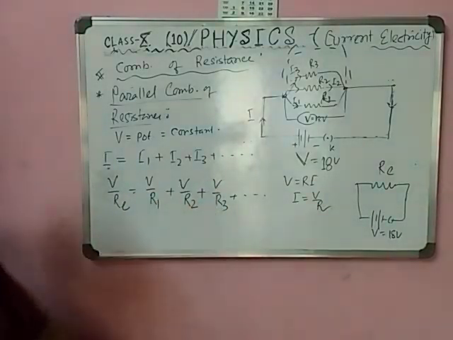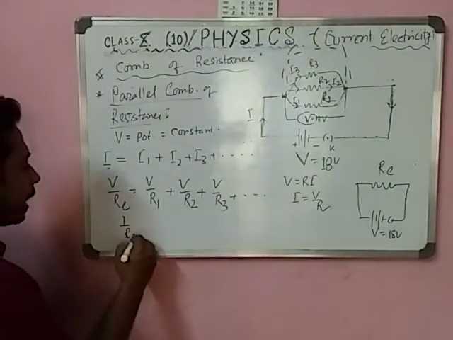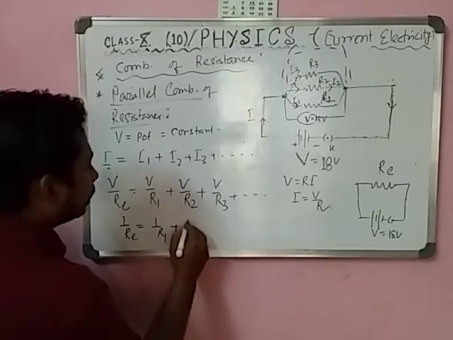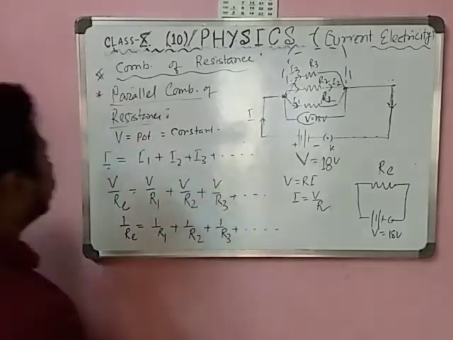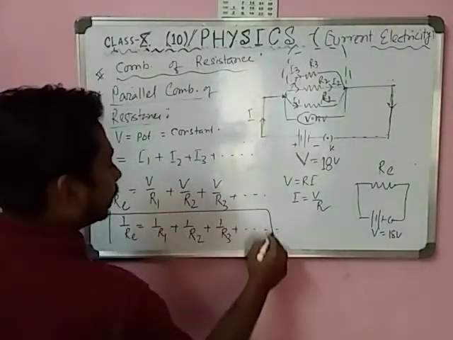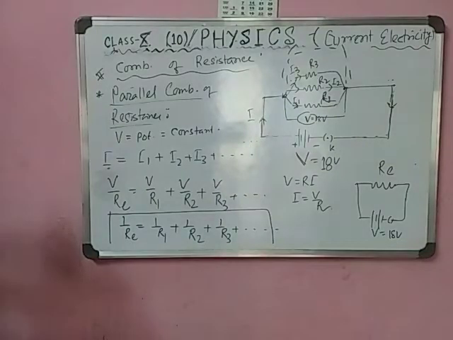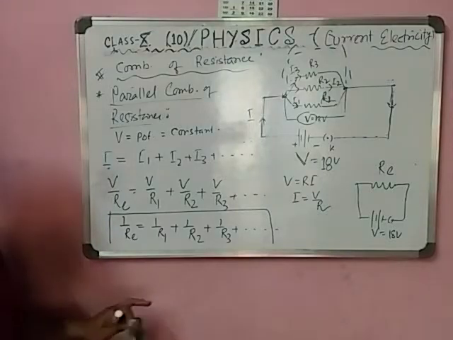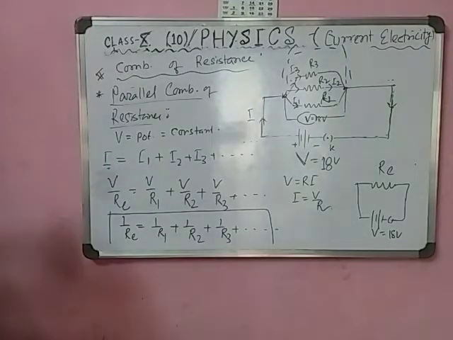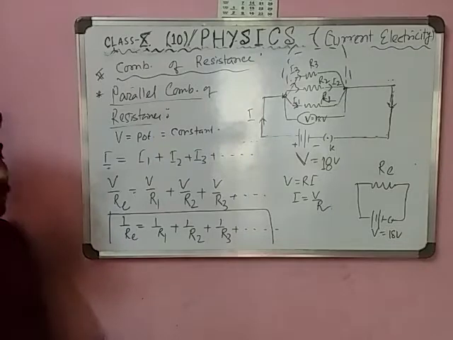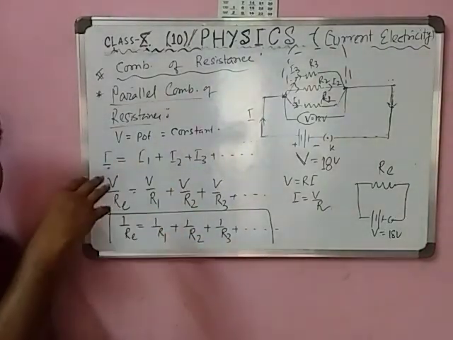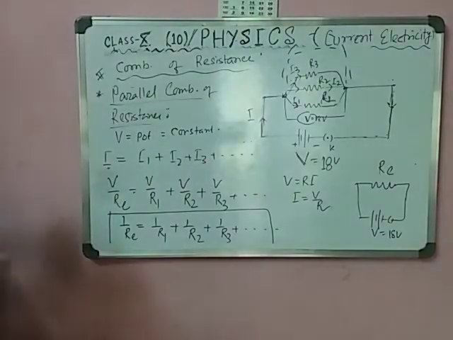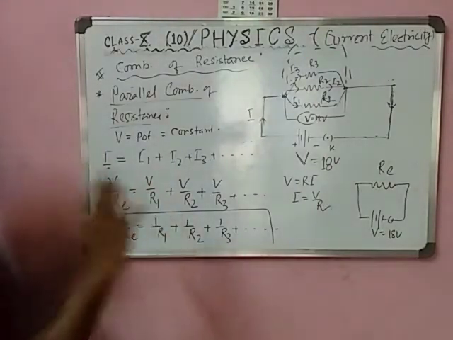V everywhere you can cancel. So you can write 1 by Re equal to 1 by R1 plus 1 by R2 plus 1 by R3 and so on. So this is your parallel combination resistance. Okay, please write it down. First thing, what I've done, please think and then you draw and write. First pause the video, write everything and listen to it more times, spend some time, think about it, then you can understand.